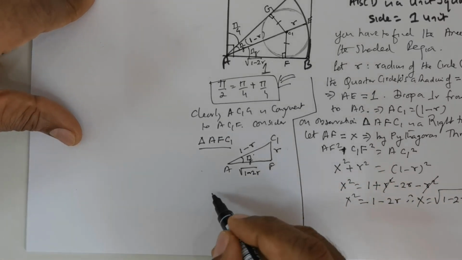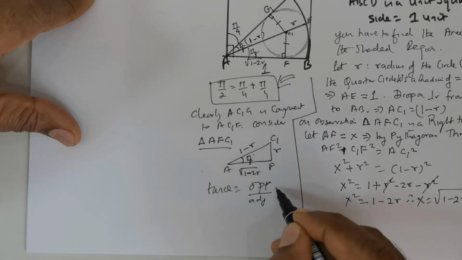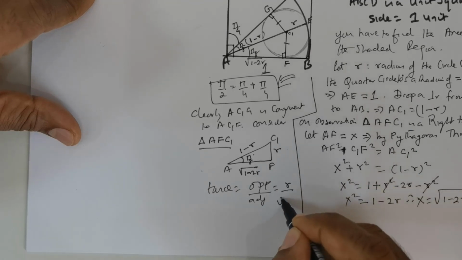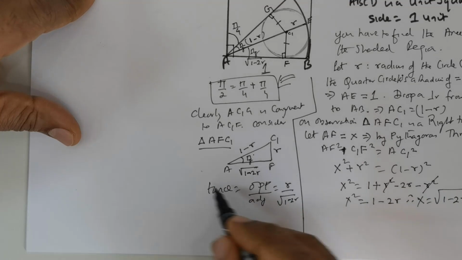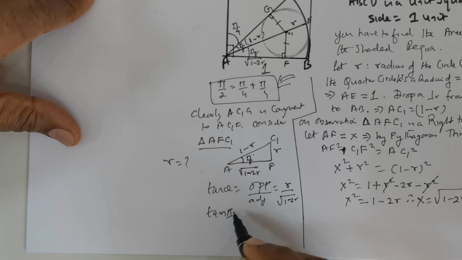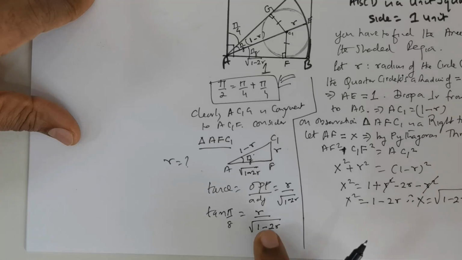Now what I wish to do is I would like to take tan theta. Tan theta is opposite side by adjacent side. Over here, tan theta is R divided by root of 1 - 2R. Now why am I doing this? I want to get the value of R. Simple as that. Now the value of theta is pi over 8. So tan pi over 8 is equal to R divided by root of 1 - 2R. So this is what I've got. Now the question is, I will have to get the value of this R.